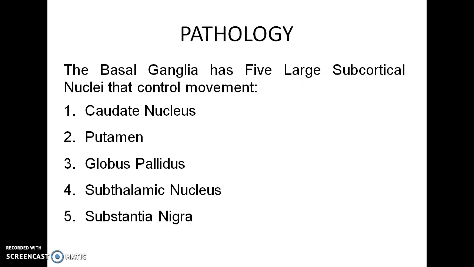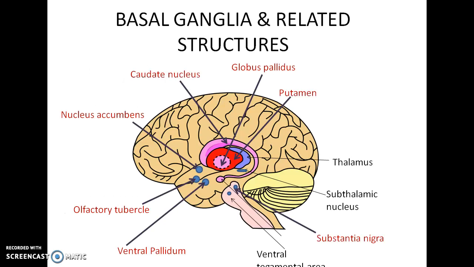Coming to the pathology of PD, the basal ganglia has 5 large subcortical nuclei that control movement of the body. This includes the caudate nucleus, the putamen, the globus pallidus, subthalamic nucleus, and the substantia nigra. Now let us go back to our previous slide to see which are the parts of the brain that are mentioned here.